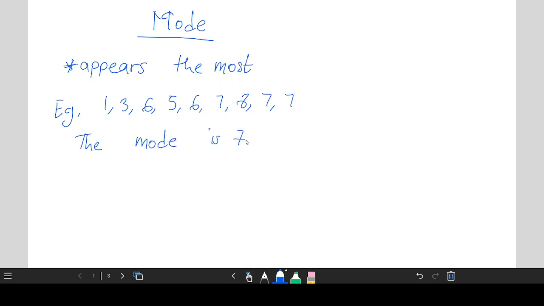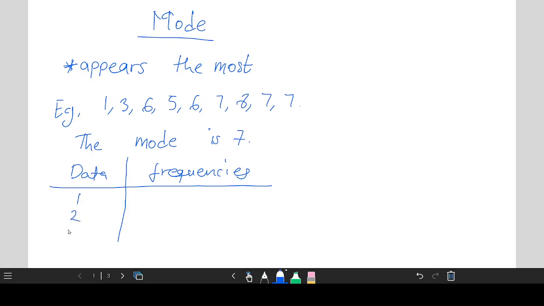Again, let's say we have a data set with frequencies attached to them. So let's say our data is 1, 2, 3, 4, and the frequencies attached to them are 5, 10, 3, and 8. So in this instance, the number with the highest frequency is 2. So the mode is 2.